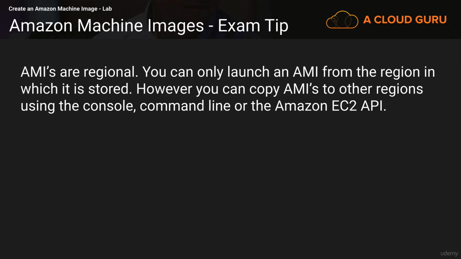Amazon Machine Images. So it's a couple of exam tips, or just one actually. AMIs are regional, so you can only launch an AMI from the region in which it is stored. You can copy AMIs to other regions using the console, command line tools, or the Amazon EC2 API, however.